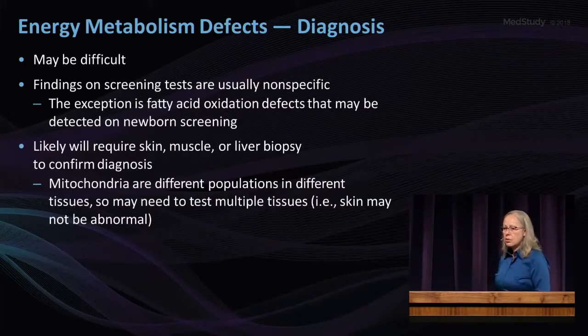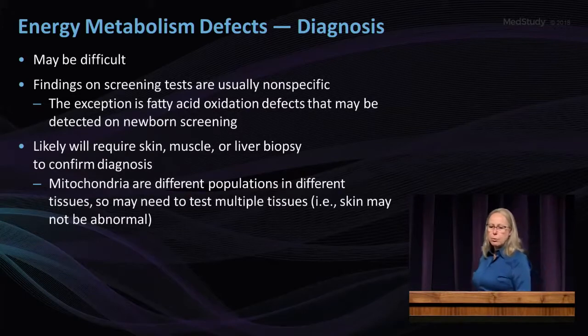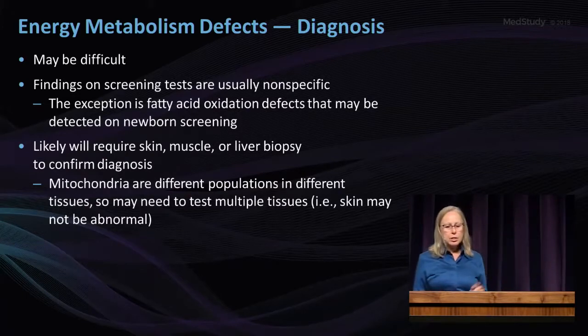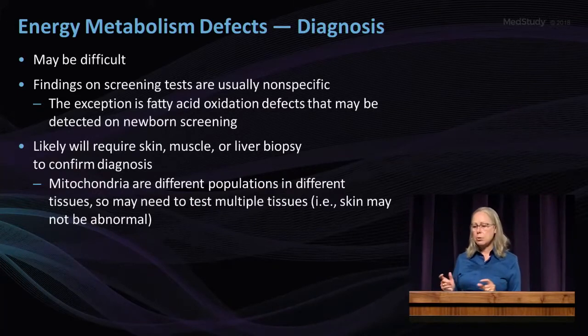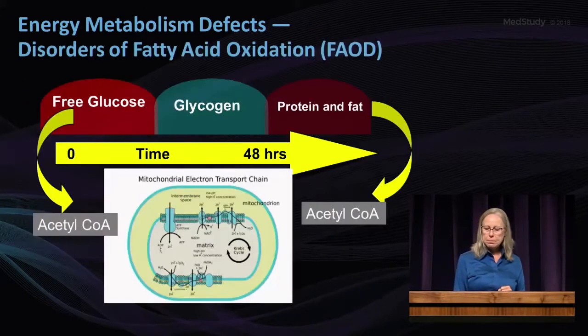You'll likely require skin, muscle, or liver biopsy to confirm your diagnosis, and mitochondria are different in different tissues, so you may need to test multiple tissues. So if you did a skin biopsy, that might not be abnormal. You may need your muscle and liver.